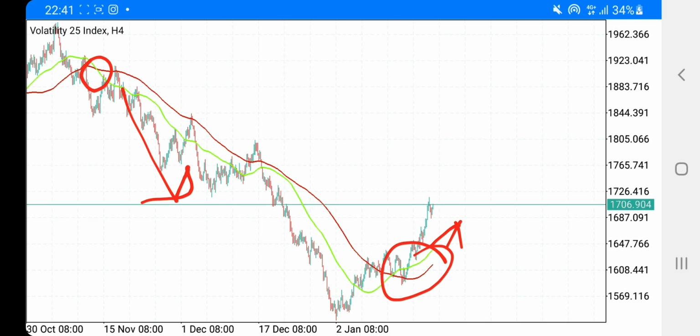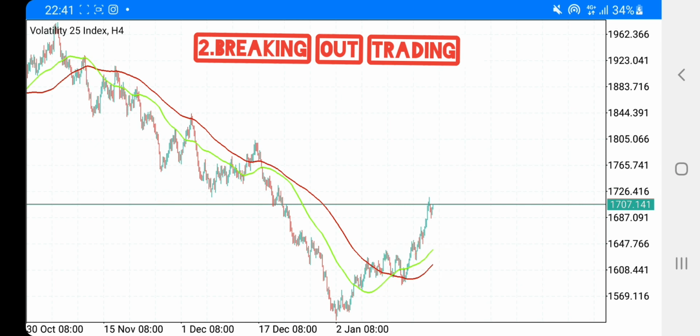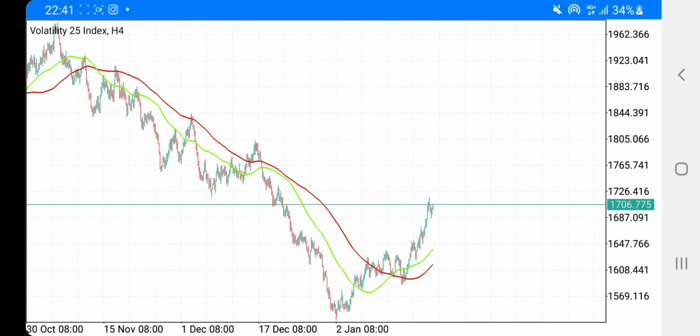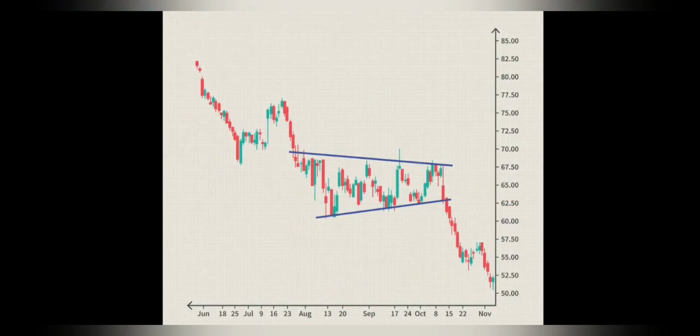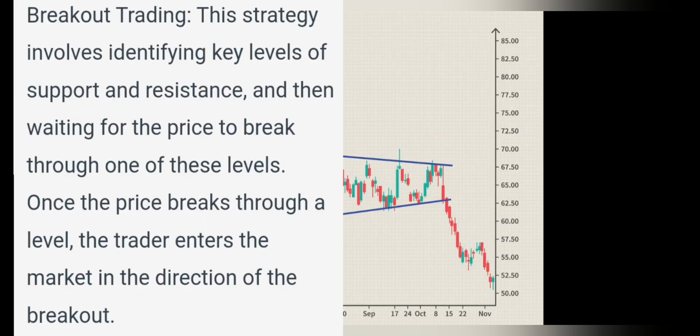Okay, now let's take a look at the second way that most profitable traders use. The second way is known as the breakout trading. Now most of you traders understand this. Let me just use a slide real quick. This is what is known as the breakout trading. All right, ladies and gentlemen, so now illustrating from this slide, we're going to talk about the second strategy used by most profitable traders. This strategy is known as the breakout strategy or breakout trading.